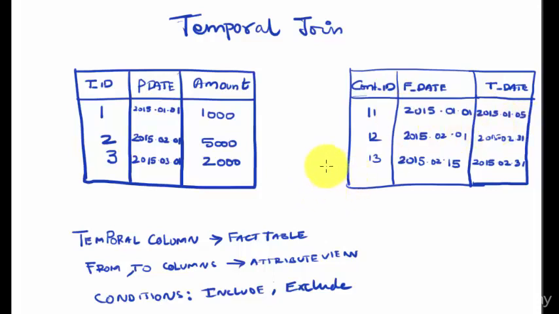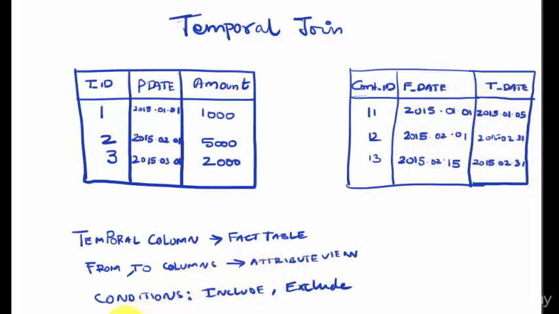So how do we implement it? First of all, you need to choose a temporal column. Now this temporal column has to come from your fact table. All right, so this is a fact table for us, and in this fact table you have to choose your temporal column, and that's going to be the purchase date. Then you need to select the from and to columns from your attribute view. So this is your attribute view, and then your F date and T date are your from and to columns.